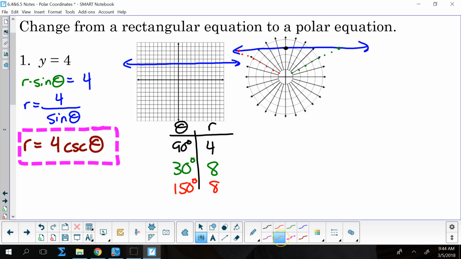Let's get crazy. This is when you're going to need a calculator. What's the sine of 1 degree? Or I should say 4 divided by the sine of 1 degree. 229.1? 0.1, so we'll call it 0.2, right? So what does that mean?